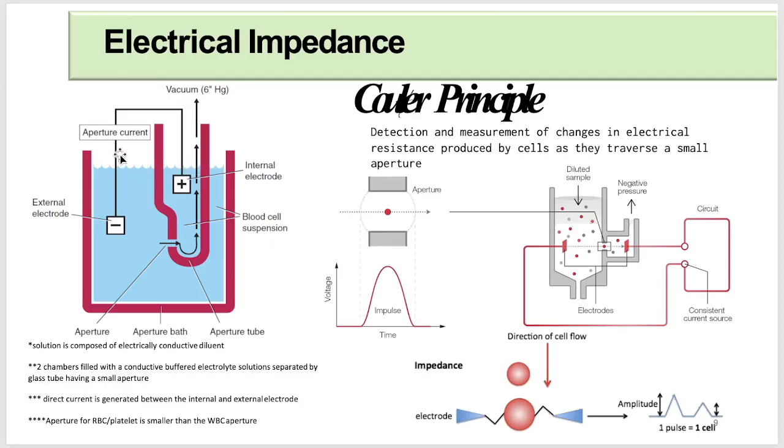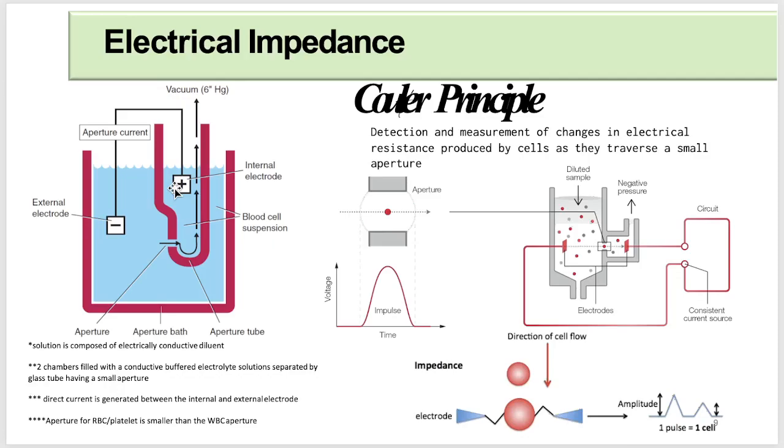Let's repeat so that it is understood. This is your aperture bath. There is an aperture tube, and the aperture tube has a hole that we call the aperture. Then we have two electrodes, the external electrode and the internal electrode. There is also the presence of fluid, and that fluid is composed of an electrically conductive diluent. I hope that is clear.